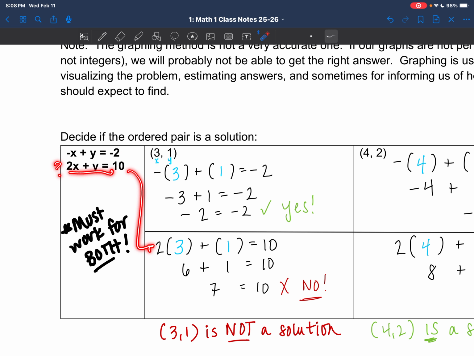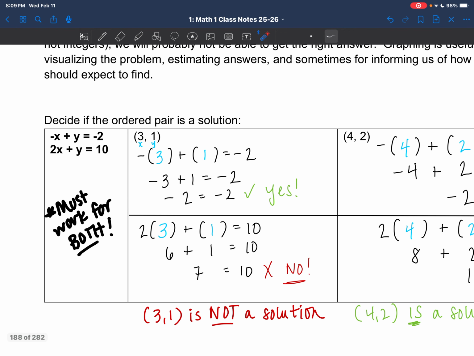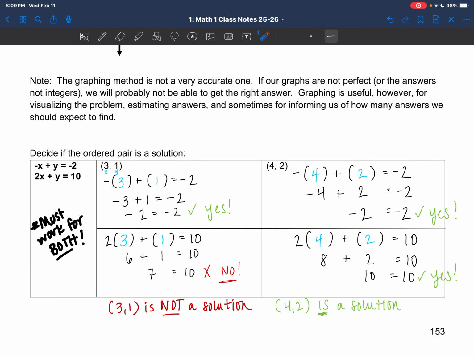Again, we're substituting in x and y, and I'm going to get 6 plus 1 equals 10. Well, does 7 equal 10? No, it does not. Since it does not work for this one, it is not a solution. It must work for both. Even though it worked here, since it didn't work here, it's not a solution. Now let's come over here and check 2 to see if this is a solution. We're taking our same equations.